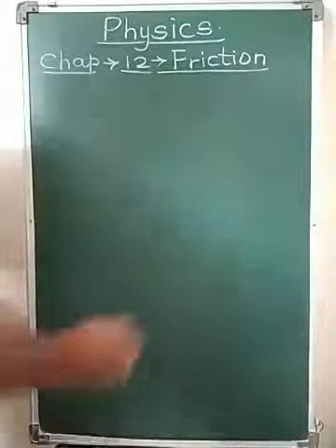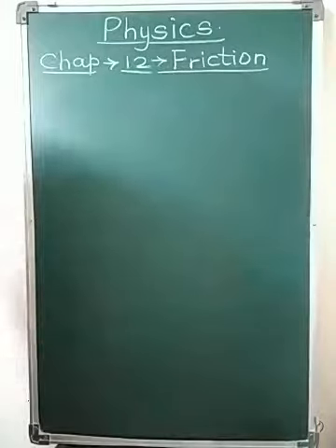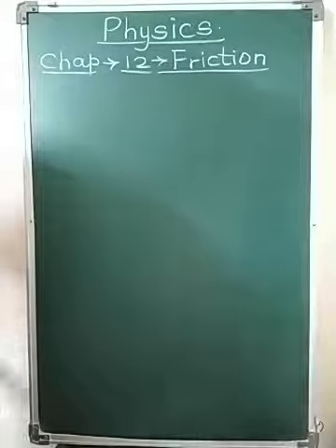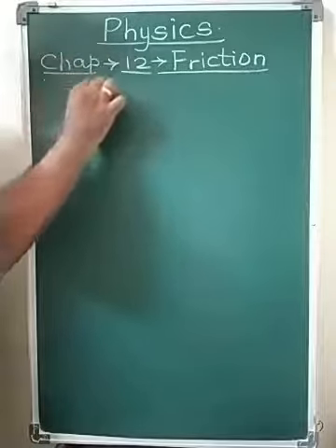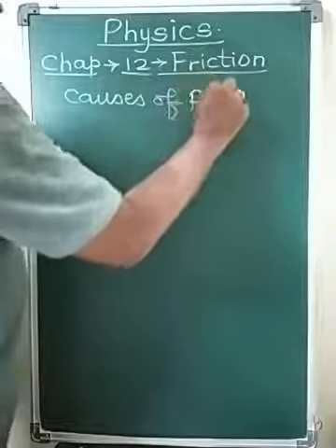Now the second thing. We have come to know what friction is. Friction is a force which opposes the direction of motion. It acts in the opposite direction of the motion. Now we will see what causes friction, or the causes of friction.